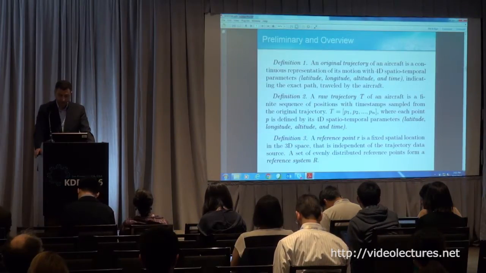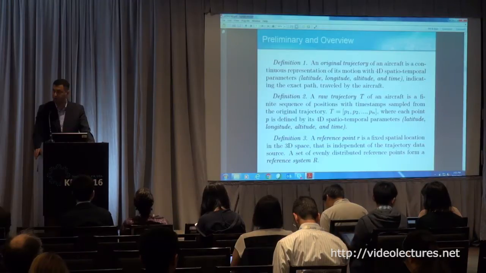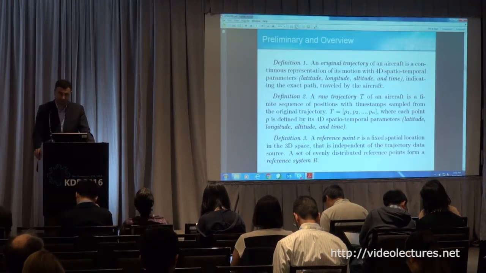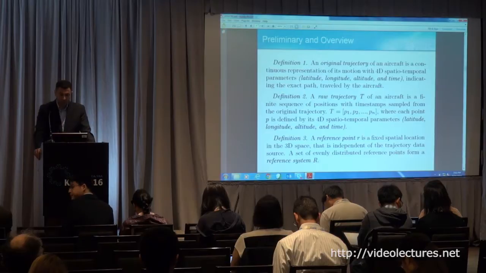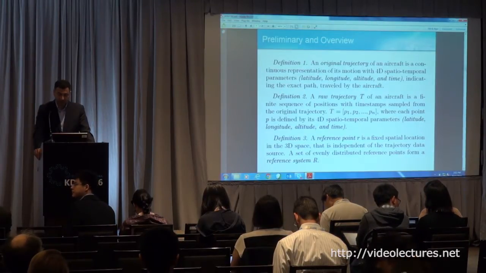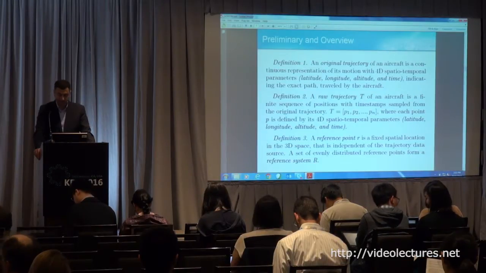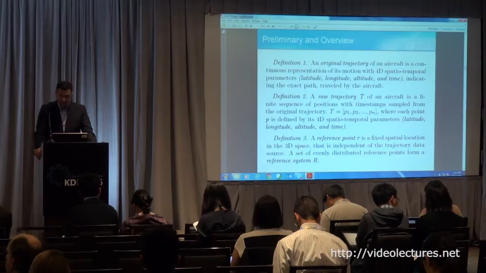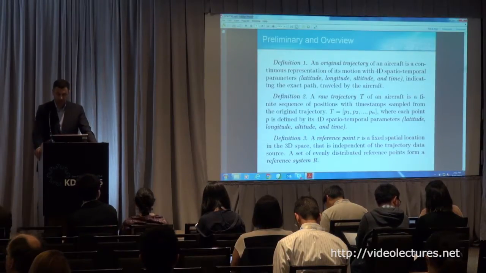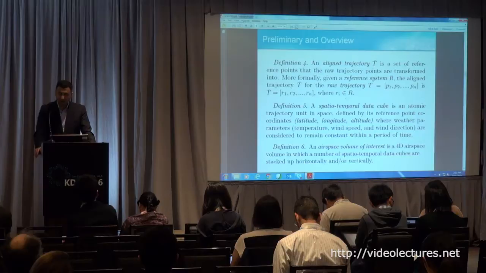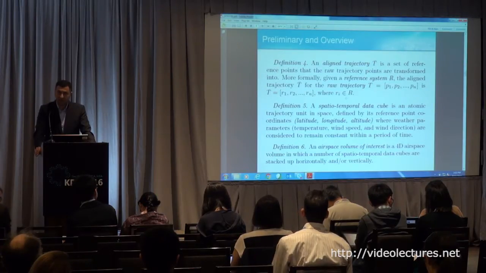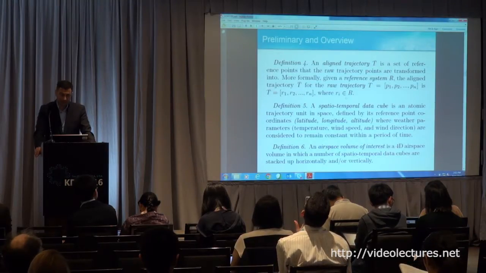The original trajectory of an aircraft is a continuous representation of its motion in 4D: latitude, longitude, altitude, time, right? And one is never going to be able to really continuously record that. So what we would do is we would turn into a raw trajectory, which is a finite sequence of positions with timestamps. And then we have reference point, which is a fixed spatial location in 3D space that is independent of the trajectory data source. Now the line trajectory is when we use raw trajectory to snap those readings to the reference points. That generates a line trajectory.